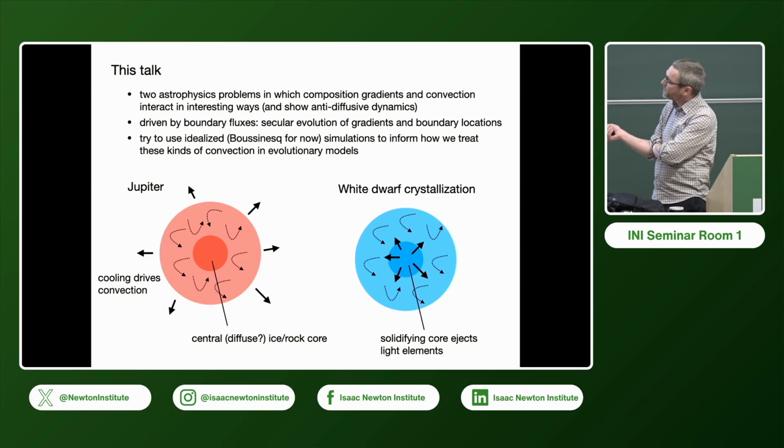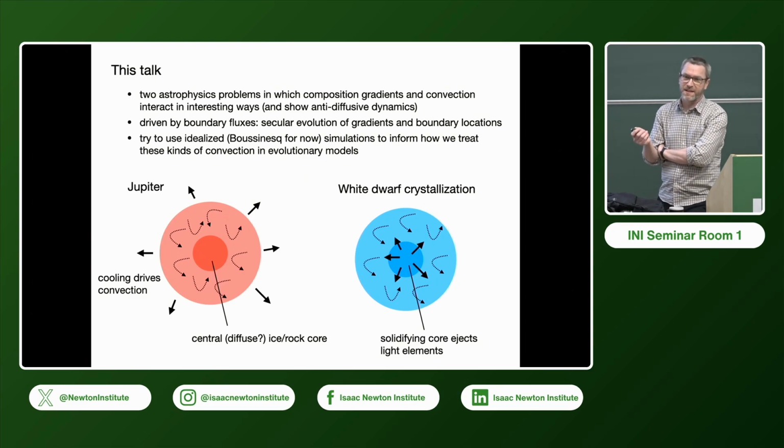And there's an opportunity here for layering. If you think about this, I'm creating an unstable thermal gradient, but I have a stabilizing composition gradient. And so in that situation, you could get layered convection. So that's what I want to talk about in the Jupiter case: how a layer is forming, and what layered convection does inside Jupiter in terms of evolution.